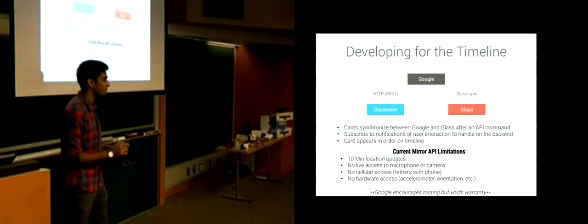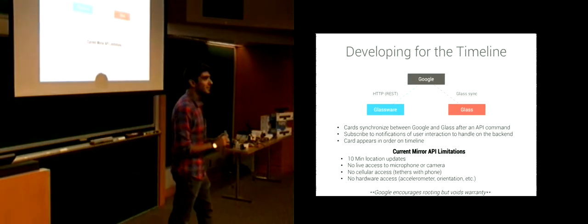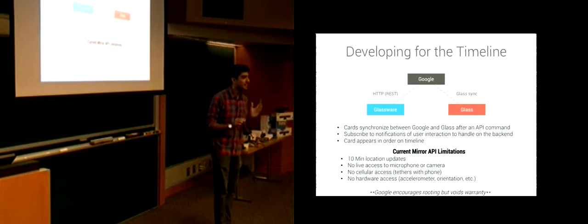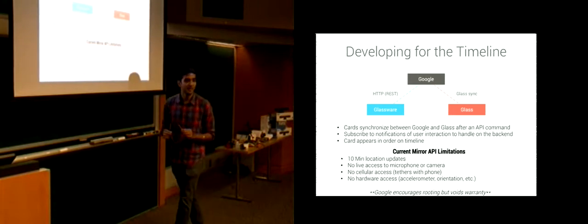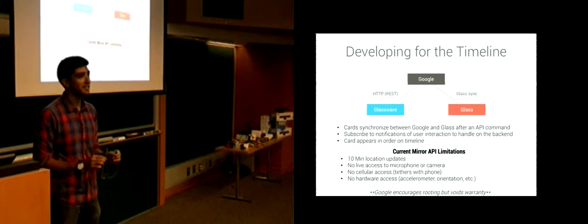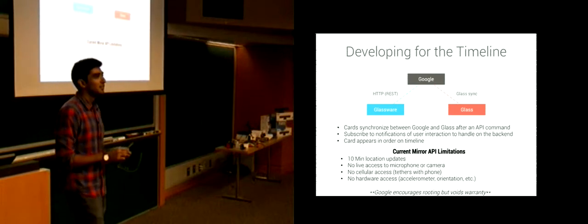So this is the way you develop for it officially. There is what's called Glassware, which is the software you develop for Glass. It is basically a web app. Okay? And it interacts with HTTP, goes through Google's big wall, and then Google syncs it down to Glass. So what does that mean?